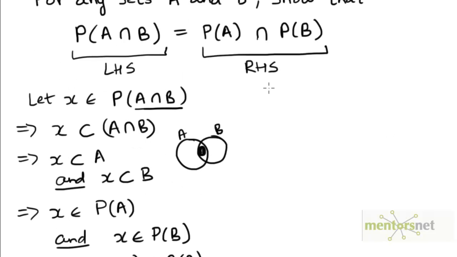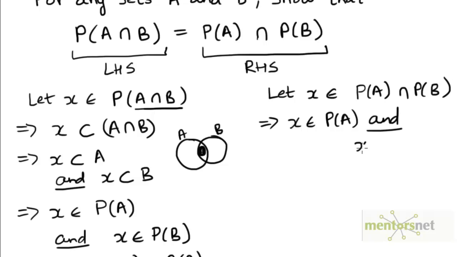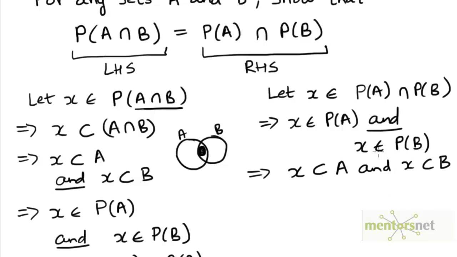Now let's draw an arbitrary element from the set on the right hand side. So let X belong to power set of A intersection the power set of B. If X belongs to the intersection of two sets, then X must belong to both of these two sets: X belongs to the power set of A and X belongs to the power set of B. If X belongs to the power set of A, this means X must be a subset of A, because any element of the power set of A is a subset of A. Likewise, X must also be a subset of the set B, because it belongs to the power set of B.